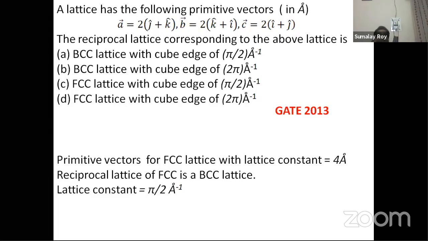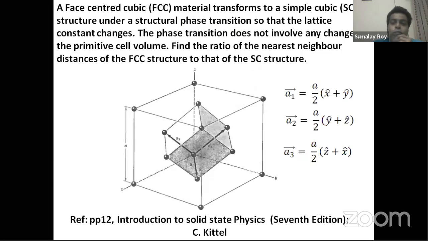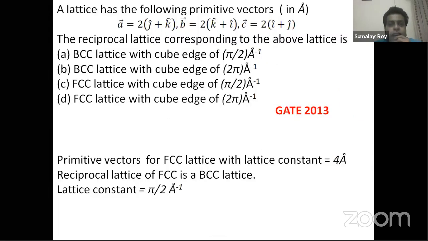Yes. So very easy. Somebody says 2, somebody says 4. Let me see. For A1 it was A by 2 into x plus 1. Here A is equal to 2 into J plus A. So what is the lattice constant?